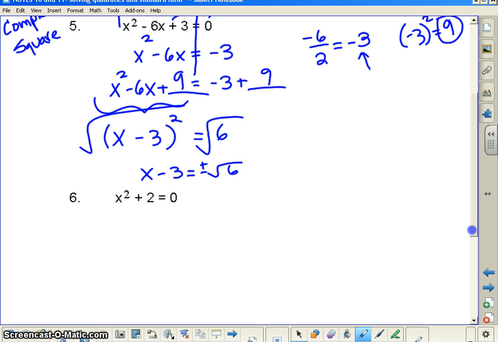Then to get x by itself, we add 3 to both sides. Since 6 is not a perfect square and we cannot reduce it, the answer is x equals 3 plus the square root of 6, and x equals 3 minus the square root of 6. Those are the two places it's going to cross x.